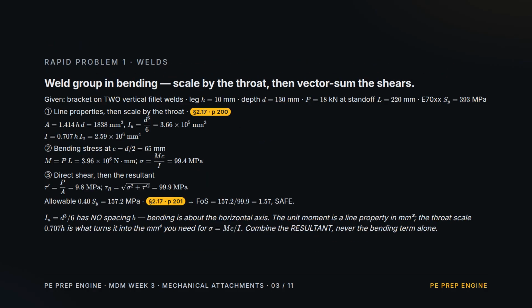Problem 1. Welds. Recognize a weld group and clear the gate. Treat it as a line and scale by the throat. Read the unit's second moment off the table row for 2 vertical welds. Then scale it by the throat to the real second moment. The bending stress is Mc/I at the far fiber. Add the direct shear as a vector and compare the resultant to 4/10 of yield. It passes with a factor near 1.6. Forget the throat scale, and the stress is off by a whole factor.